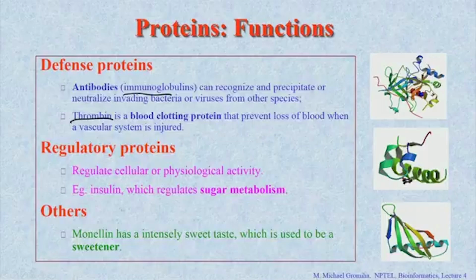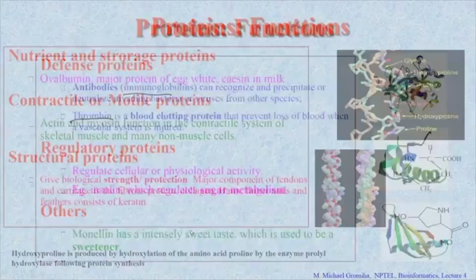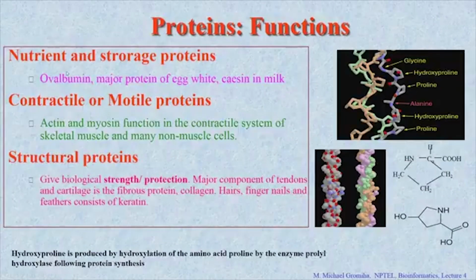Then there are some proteins acting as regulatory proteins, which regulate cellular and physiological activity. For example, insulin, right, this is a very well known example. It regulates sugar metabolism. So if you have diabetes, you need to have insulin, right. This is the one which regulates cellular physiological activity. And a lot of other proteins have different functions. One example is monellin, a protein which is also used as a sweetener, right, it is safe.